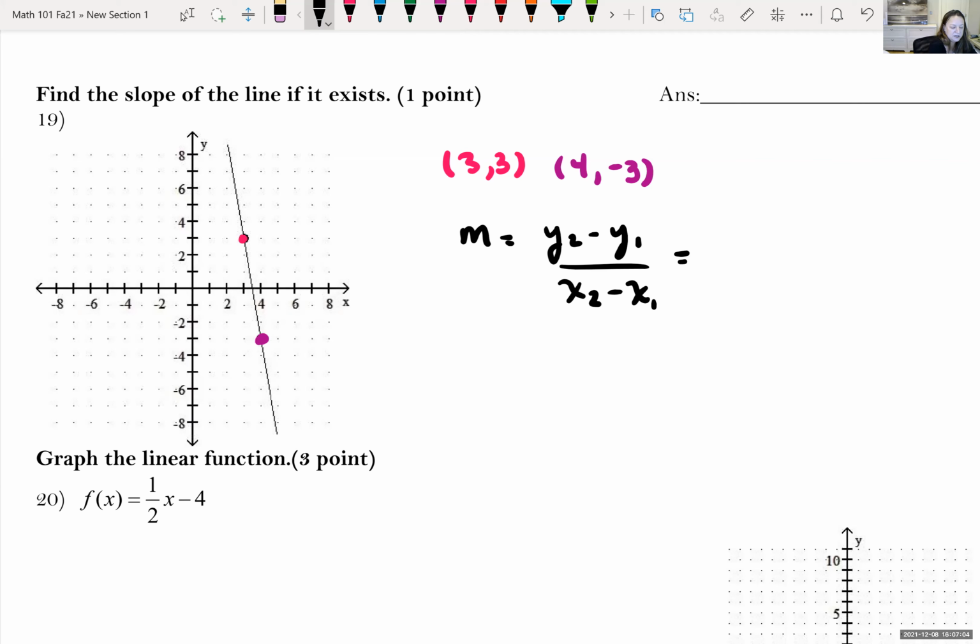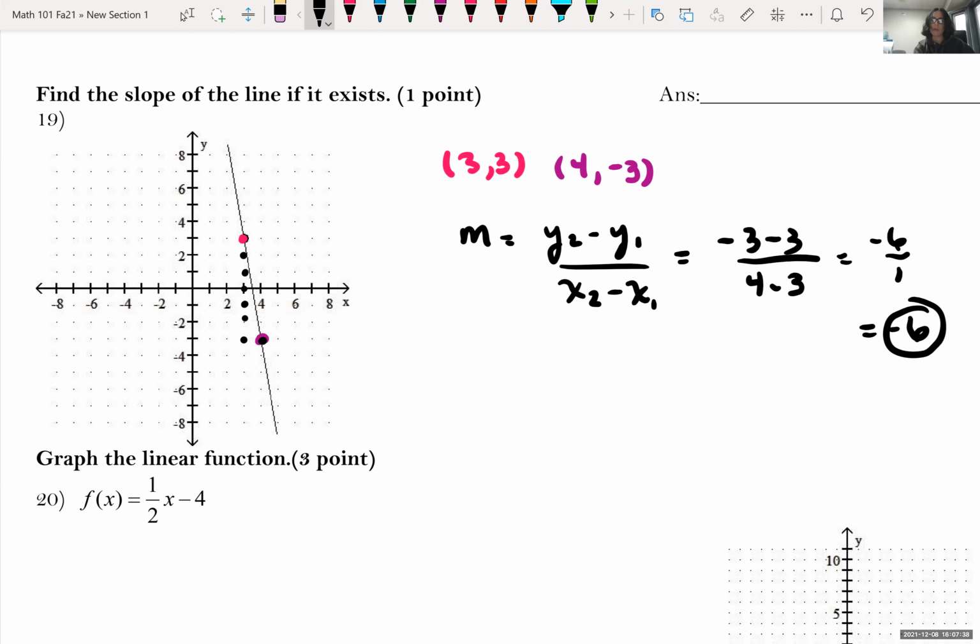If we use that formula, we have -3 minus 3 all over 4 minus 3. So this gives us -6 over 1, which is equal to -6. Because of the graph, we could have just looked at, okay, we're falling 1, 2, 3, 4, 5, 6. So we know that the numerator is -6, and then we're running in the positive direction, just 1. So -6 over 1, you could have looked at it that way too.